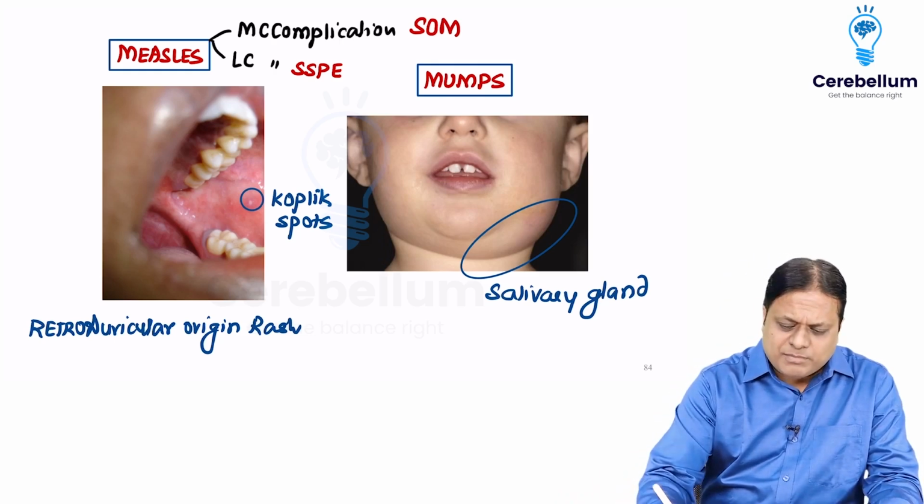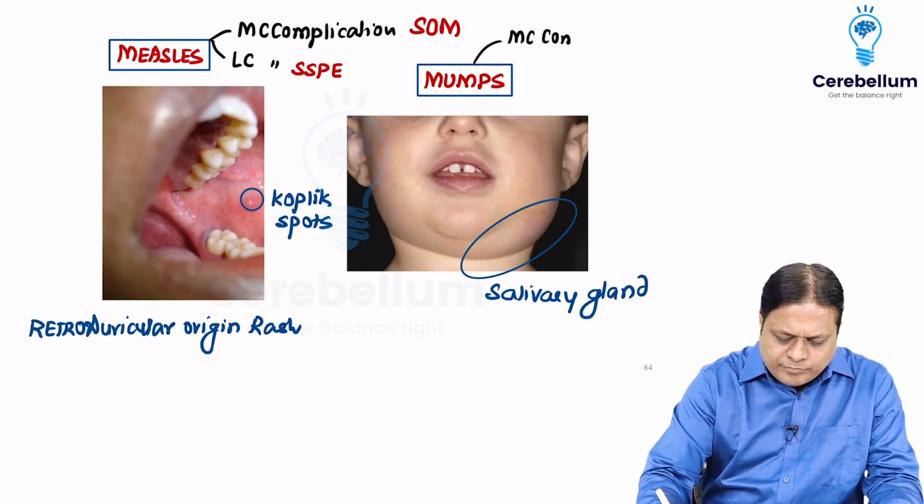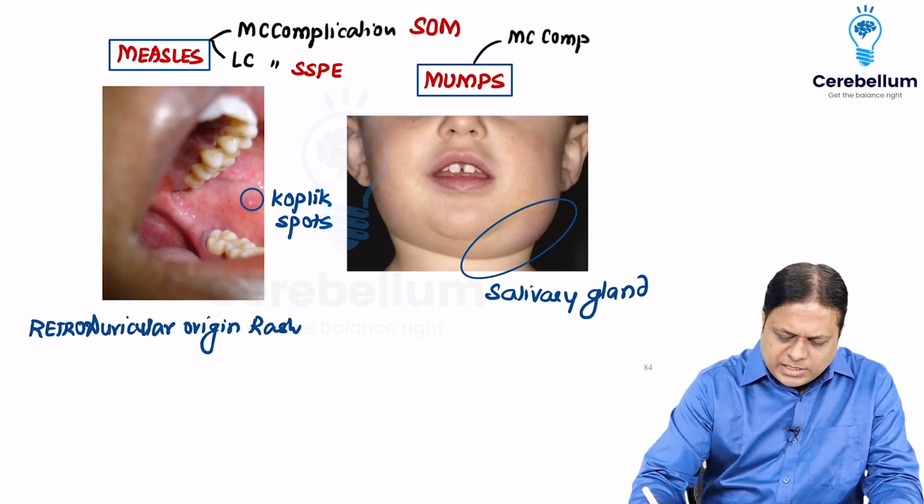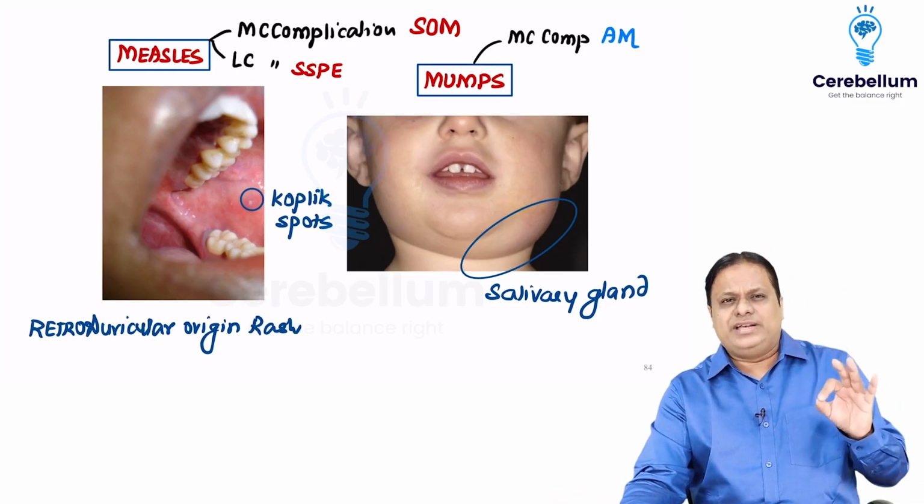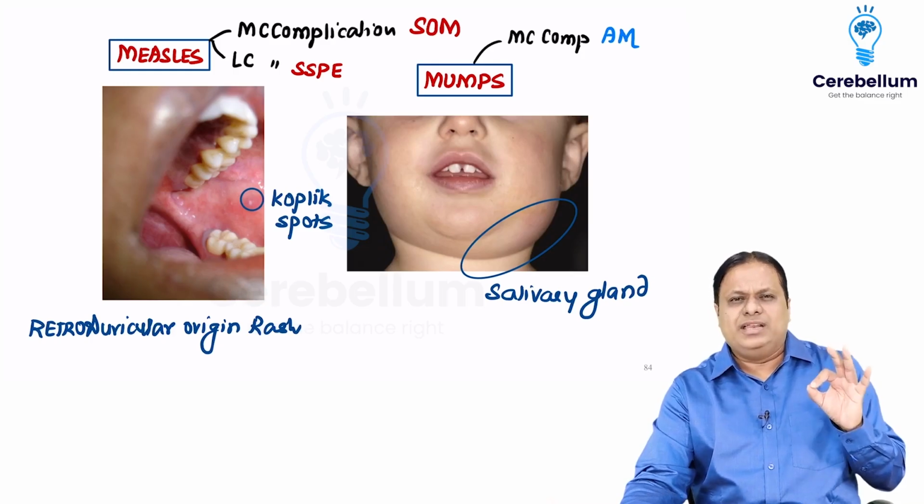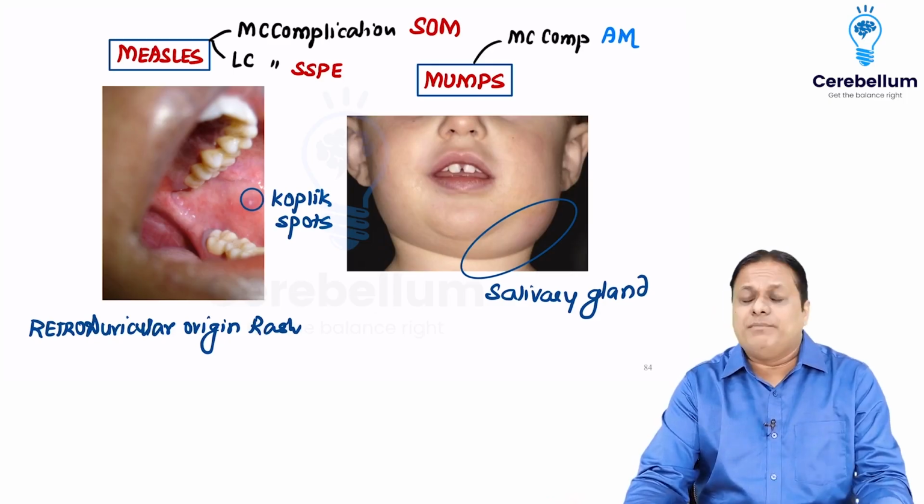In contrast, mumps, in children, the most common complication is aseptic meningitis. In adolescents, it is orchitis in males, uveitis in females. In adults, it's meningoencephalomyelitis, but overall aseptic meningitis.